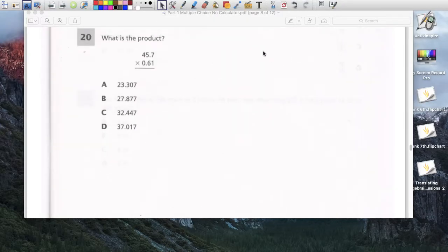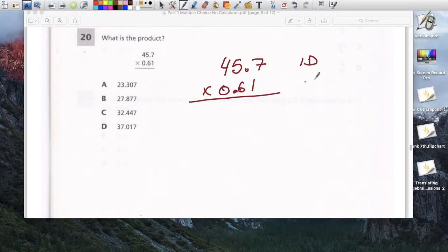20, product. Okay, so the one thing with multiplication, we don't really need to line up the decimals. But we do need to multiply it correctly. So I know that this has one decimal place, this has two decimal places, for a total of three decimals. So my answer should have three decimal places. So does everyone have three decimals? Ugh, yes, they do. Okay, so we have no choice but to actually multiply.